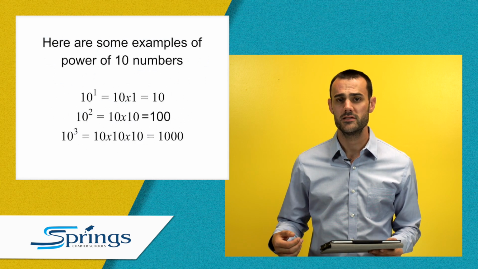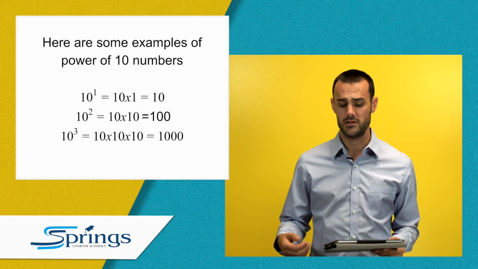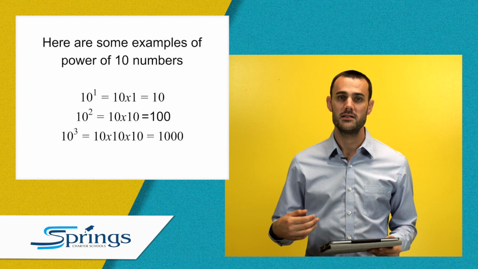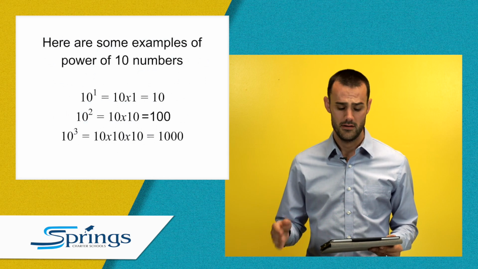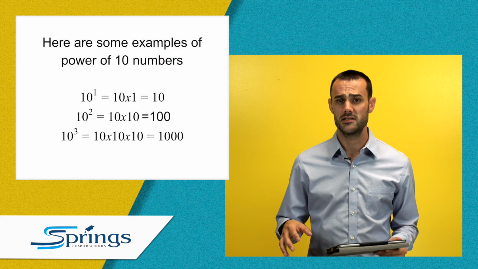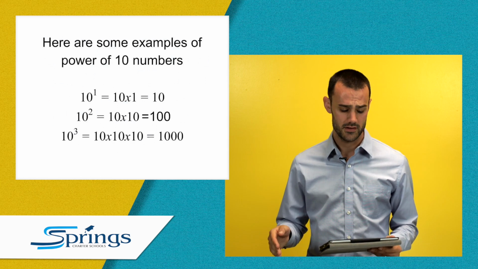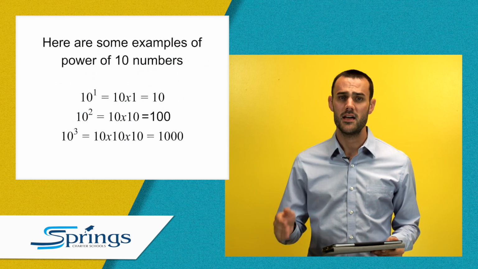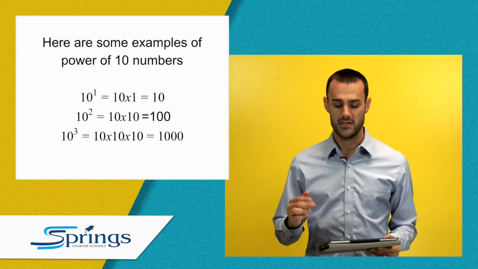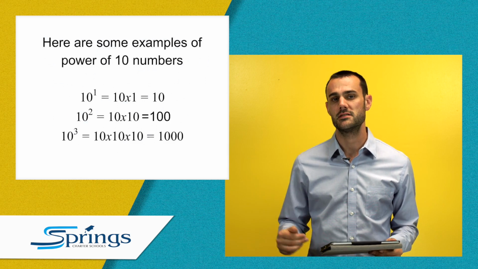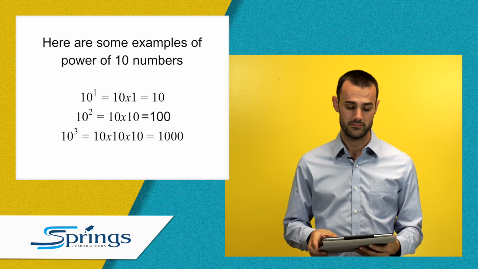10 raised to the first is really like 10 times 1, which is 10. 10 raised to the second power is 10 times 2, or excuse me, 10 times 10, which is equal to 100. Now what I just said was a mistake that many people make all the time. I'm glad I caught that. And we have 10 raised to the third power, which is 10 times 10 times 10. 10 times 10 is 100, and 100 times 10 leaves us with a final answer of 1,000.